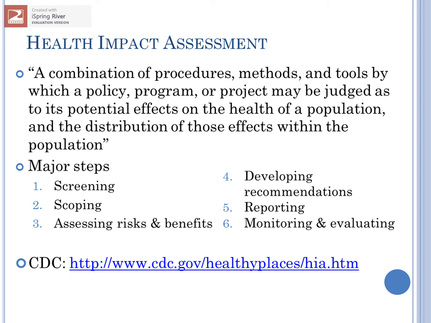Screening involves identifying plans, projects, or policies for which a health impact assessment would be useful. Scoping identifies which health effects to consider. Assessing risks and benefits involves identifying which people may be affected and how they may be affected. Developing recommendations involves suggesting changes to proposals to promote positive health effects or to minimize adverse health effects. Reporting is presenting the results to decision makers. And finally, monitoring and evaluating involve determining the effect of the health impact assessment on the decision. You can find more information about health impact assessments online at the CDC website.